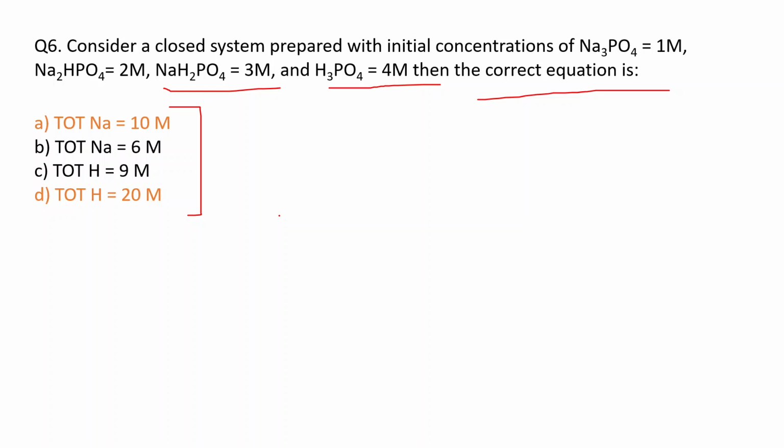We'll see the solution now. So the answer is A and D. Total Na is 10 molar and total H is 20 molar. Please match it with your questions, with our solution. Then we'll see how we got this solution.